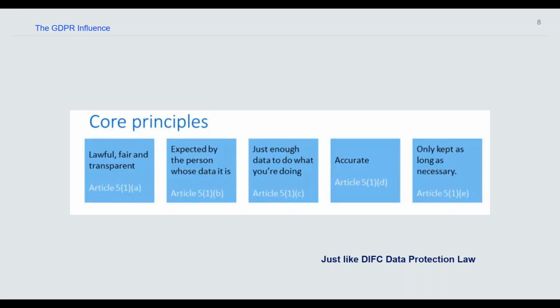Process just enough to do what you are doing. So data minimization, data accuracy. You can't be processing inaccurate data. It's important to understand that the data you have is accurate, and if that means updating it regularly or requesting updates, that's a possibility, as long as it's done lawfully and fairly, and then only kept as long as necessary and kept securely. These are some of the fundamental principles of data protection.